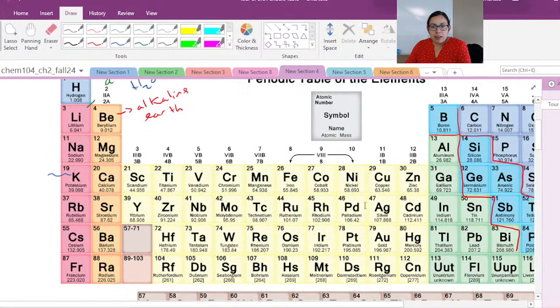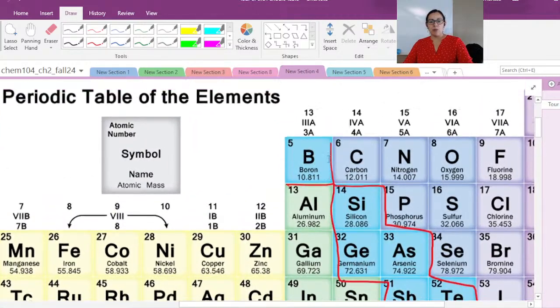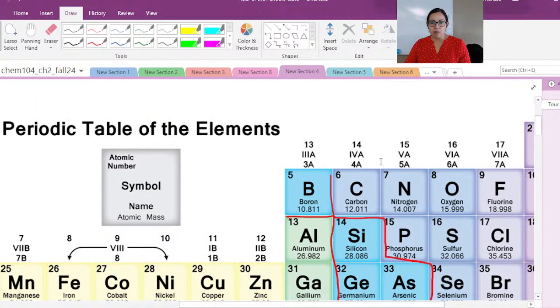Or your periodic table. Other periodic tables have this 3A, 4A, 5A. So that can help you understand the number of valence electrons. It corresponds. So 3 valence electrons, 4, 5, 6, 7. So all coming together.